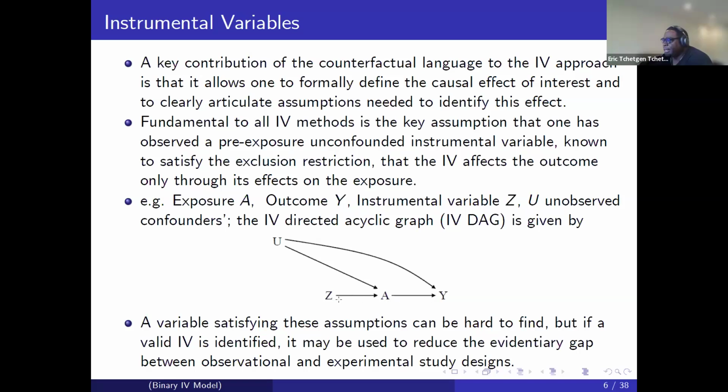Then that the IV affects the outcome only through the exposure in view. So Z only affects Y, Z being the IV, A the exposure of interest, and Y the outcome. And this is a DAG representation of the canonical IV model. I'm going to suppress measured covariates throughout the presentation and just mention them briefly at the end. As I said, this is primarily about identification.